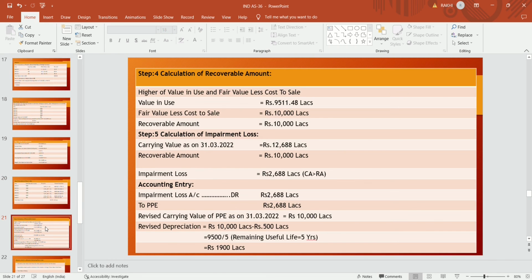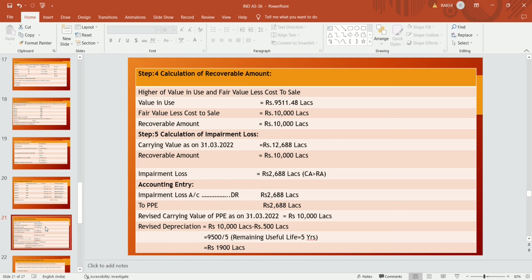Then the higher of value in use and fair value less cost to sell is the recoverable amount. We will calculate the recoverable amount, that is the higher of value in use and fair value less cost to sell. Value in use, as we found out, is 9,511.48 lakhs. Fair value less cost to sell, given in the question, is rupees 10,000 lakhs, and the higher of the two, 10,000 lakhs, is the recoverable amount.